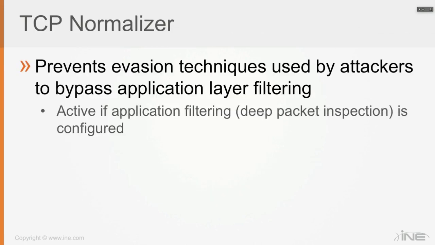Now we have the TCP normalizer, which by the name is going to normalize TCP packets. It prevents evasion techniques used by attackers to bypass application layer filtering. Now the normalizer, in this case, is active only if application filtering, which means deep packet inspection, is configured.